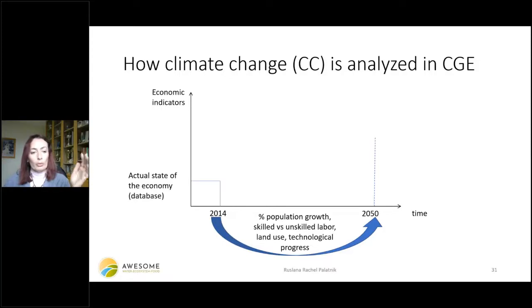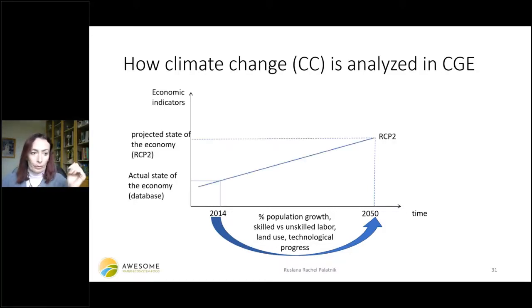Then we create the future state of the economy according to projections of population growth and of the share of skilled and unskilled labor, and how much land will be available for use, and what will be the pace of technological progress to analyze what the economy can look like. Okay, so this is the projected state of the economy, let's say in RCP2. Here, to create this future state, we used the data from our partners from the Greek team of Work Package 2.